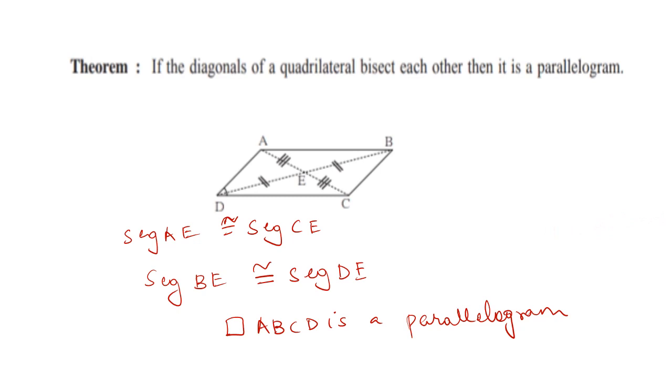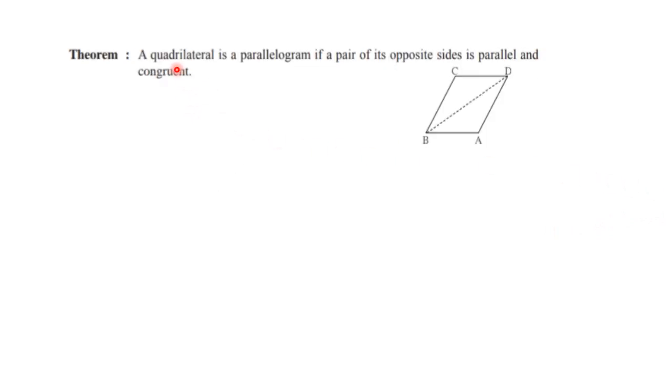Similarly, one more theorem we need to understand. A quadrilateral is a parallelogram if the pair of its opposite sides is parallel and congruent. The pair of its opposite sides is parallel as well as congruent. That means if segment CB is congruent to segment DA and segment CB is parallel to segment DA, then we can say that it is a parallelogram.